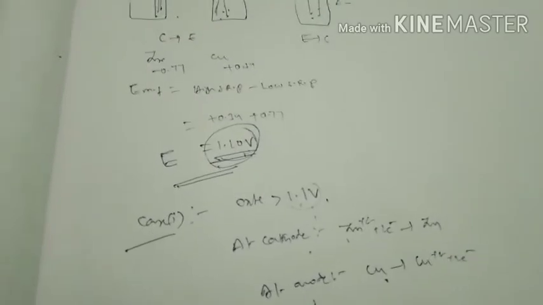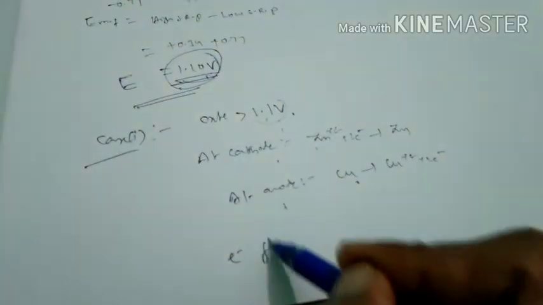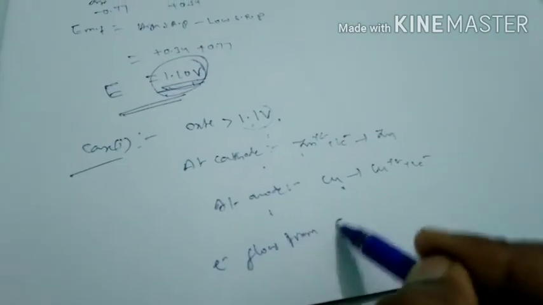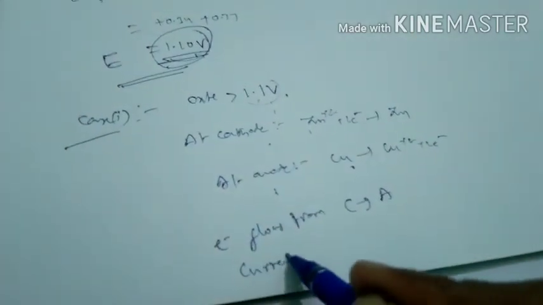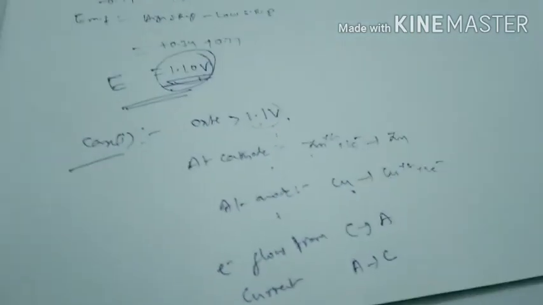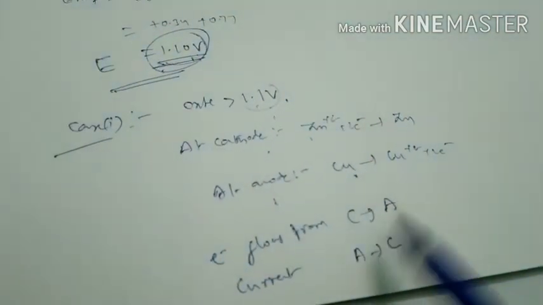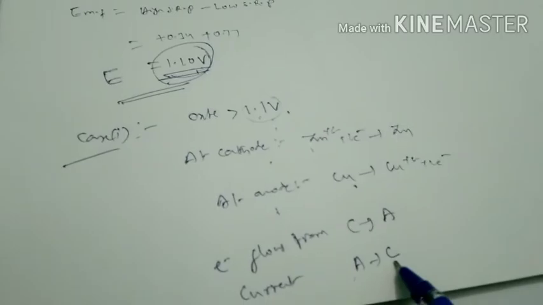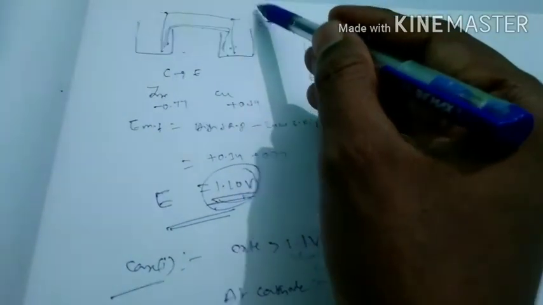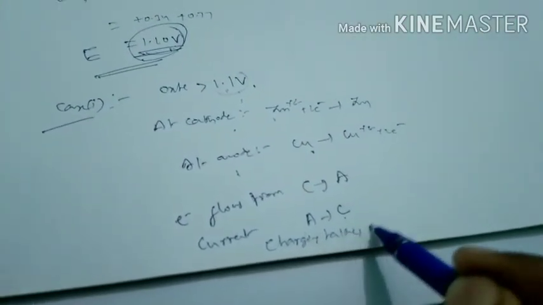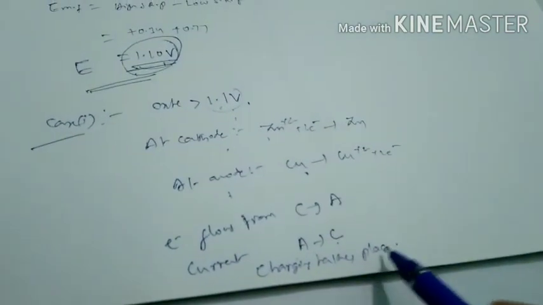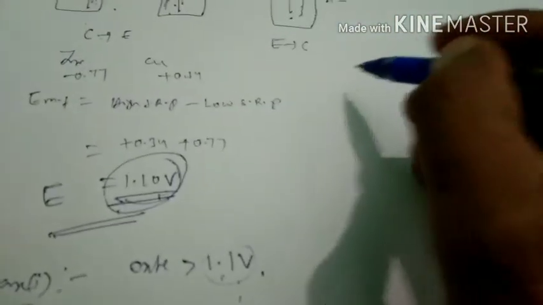And one more point: electrons flow from cathode to anode, while current flows from anode to cathode. Then what happens during this? The external source produces electricity for this one. That means in the galvanic cell, charging takes place. These are very, very important points. Charging takes place.